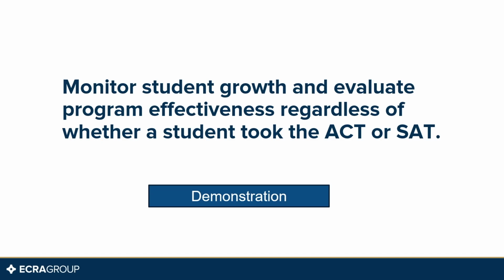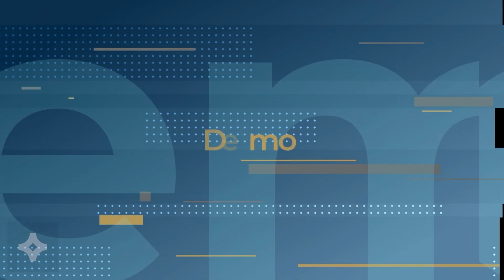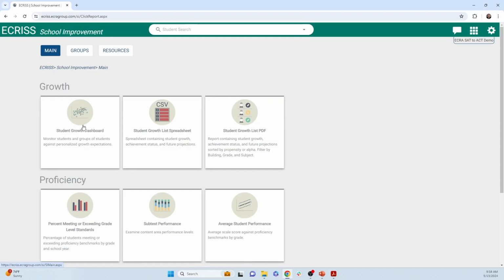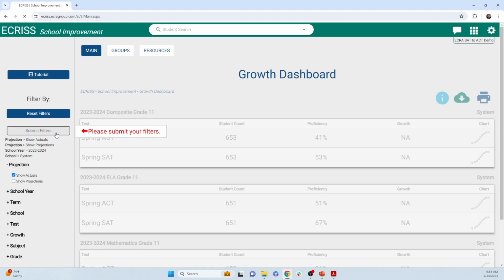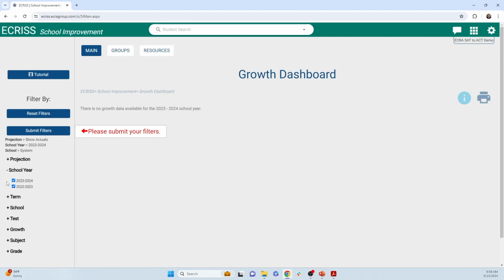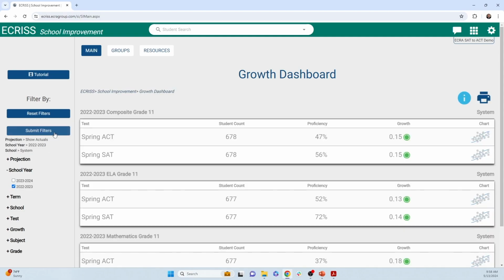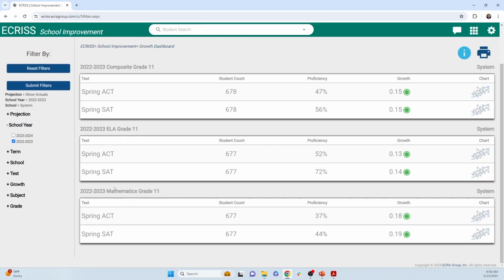And this proceeds just the same way as all of the other contexts proceed. I'm going to hop into this growth dashboard, and I'm just going to look at the actual scores here. And we can see that now I'm looking at mathematics. I just keep picking mathematics for the sake of illustration, but you can see there's composite, there's ELA, and there's mathematics. Again, same exact students, but we've converted the SAT scores to ACT scores.